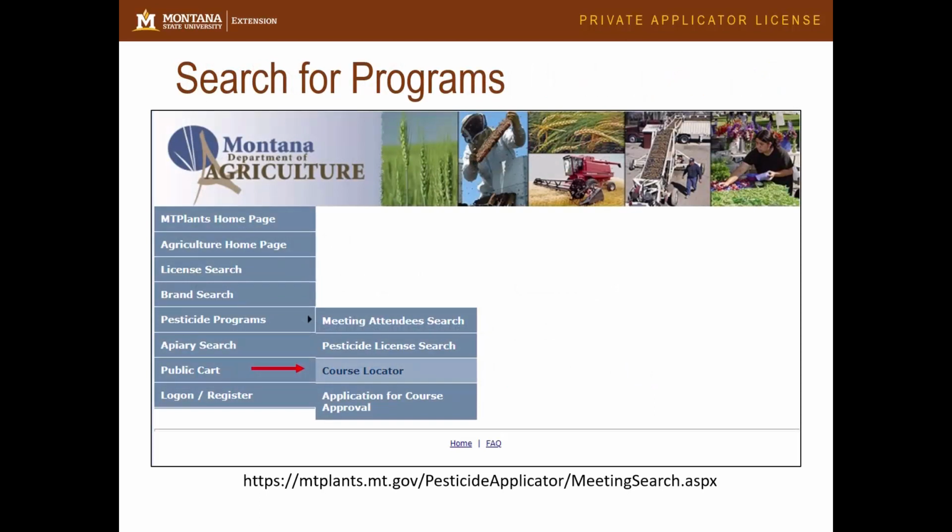The website looks like this. You will need to go to the left sidebar and select Pesticide Programs. From the drop-down, there are several options. For now, we will select Course Locator.